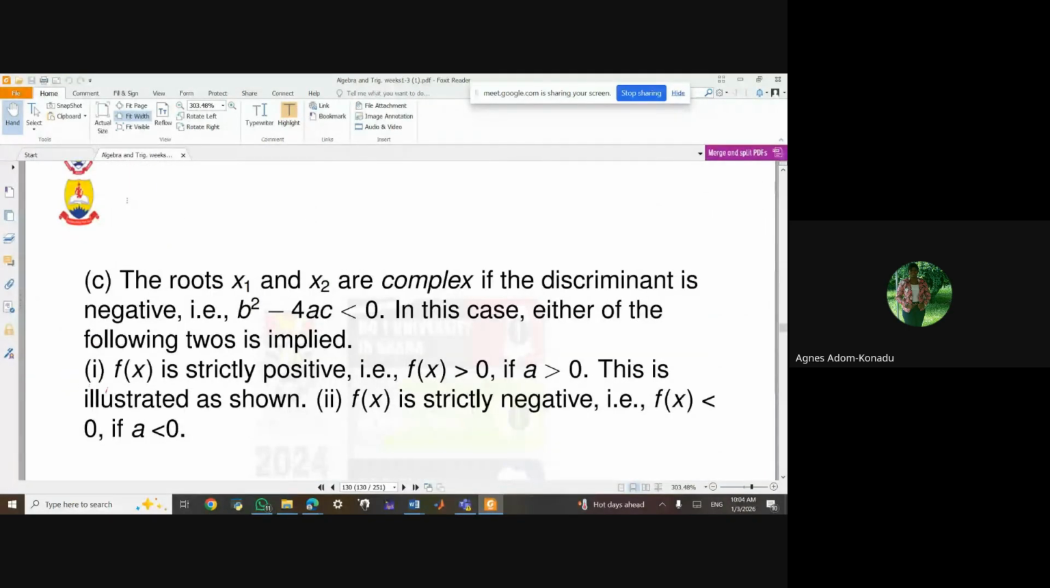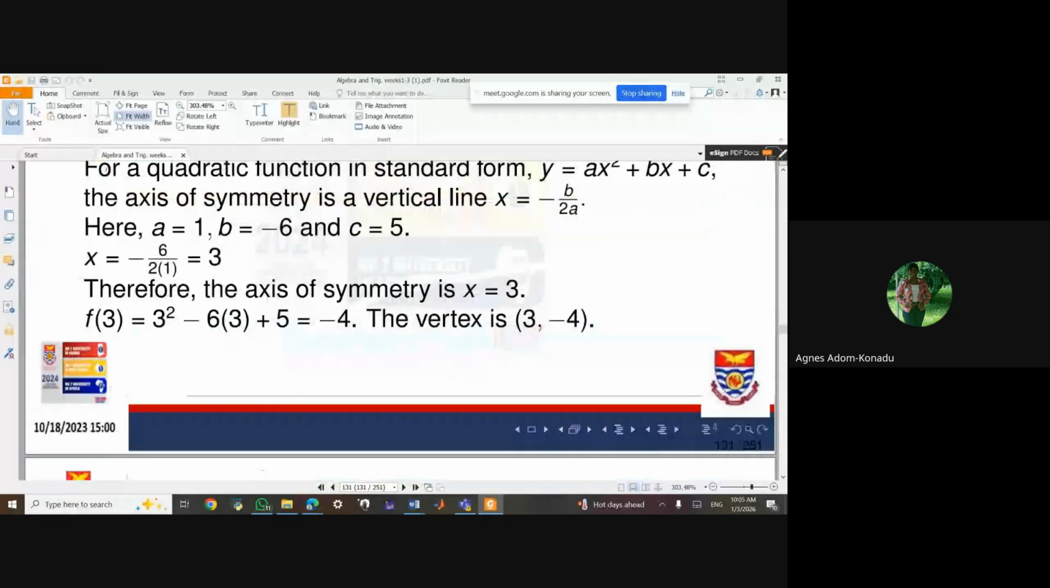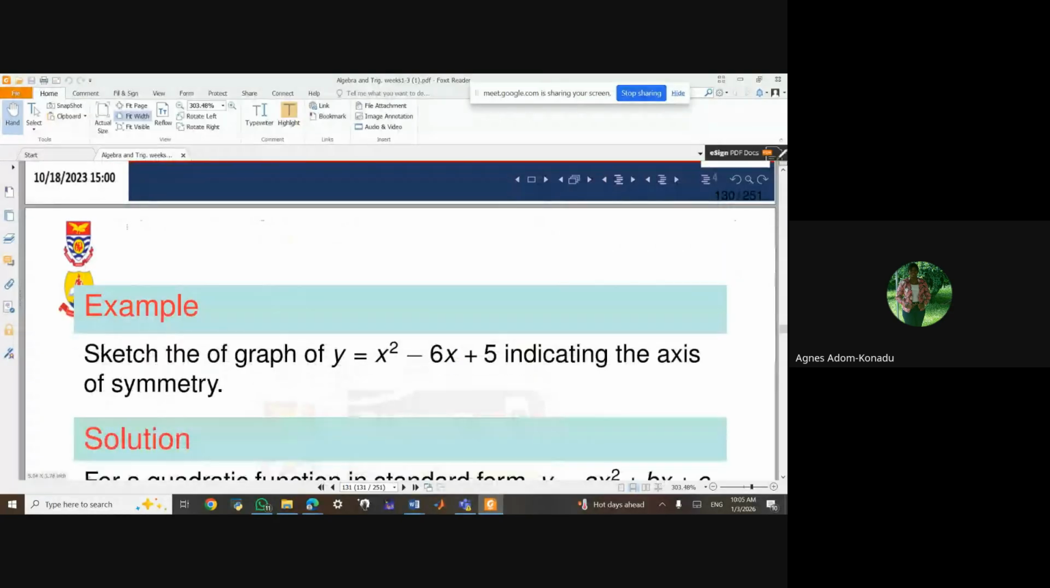Now, if my x1 and x2 are complex roots, then the discriminant will be less than 0. So b squared minus 4ac will be less than 0. In this case, either of the following two applies. Either f of x is strictly positive, that is f of x is greater than 0, if a is greater than 0, as illustrated. Or f of x is strictly negative, where f of x is less than 0 and a is less than 0. Okay, I think the graph didn't come, but we have a question here.